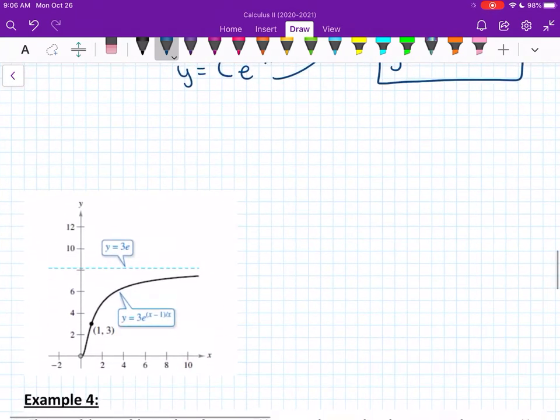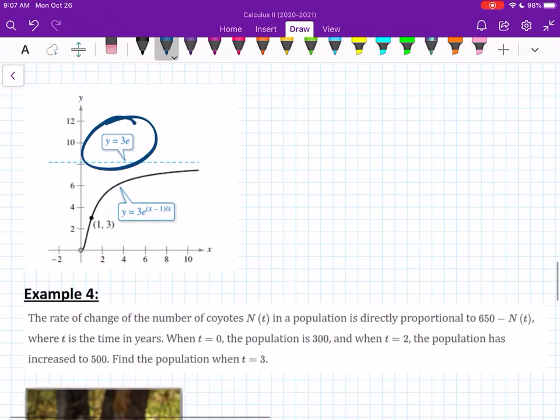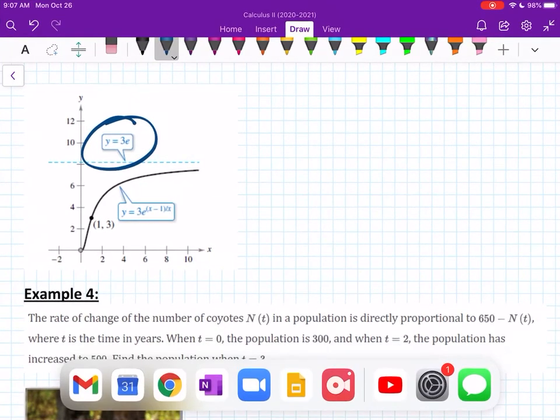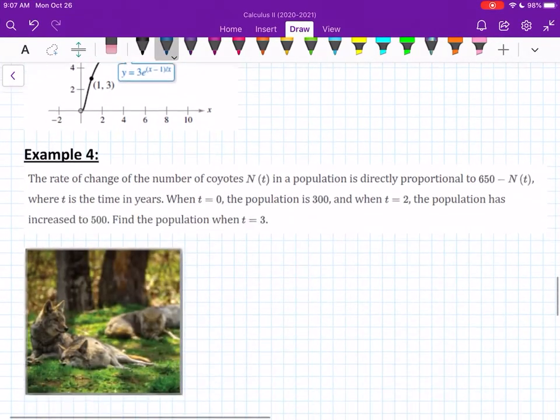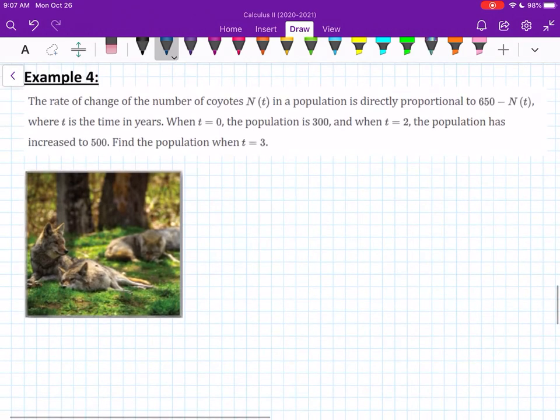Great. Last example of the day. Oh, yeah, and here's a graph of that. So we see that we have a max here at 3e, and our function is approaching that. So it's a cool graph to visualize, and we're going to see a little bit of that in the next example.